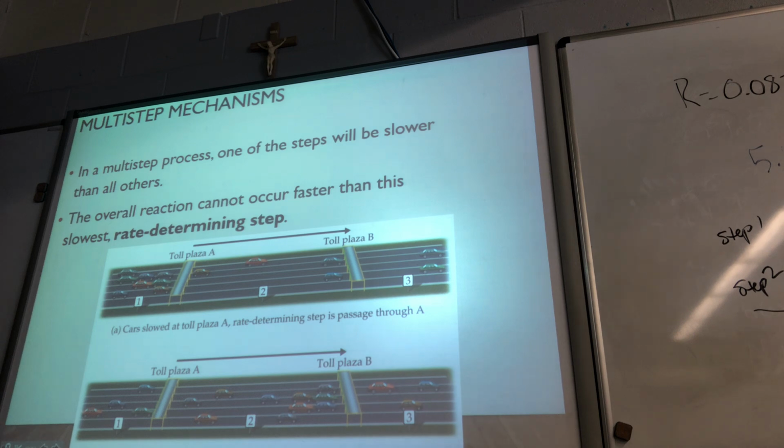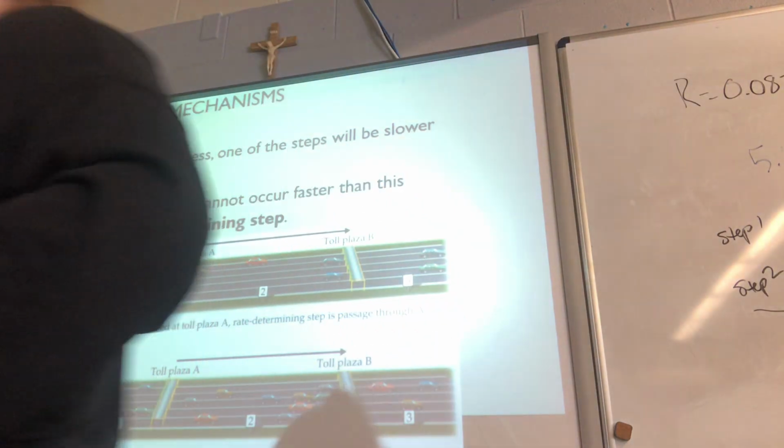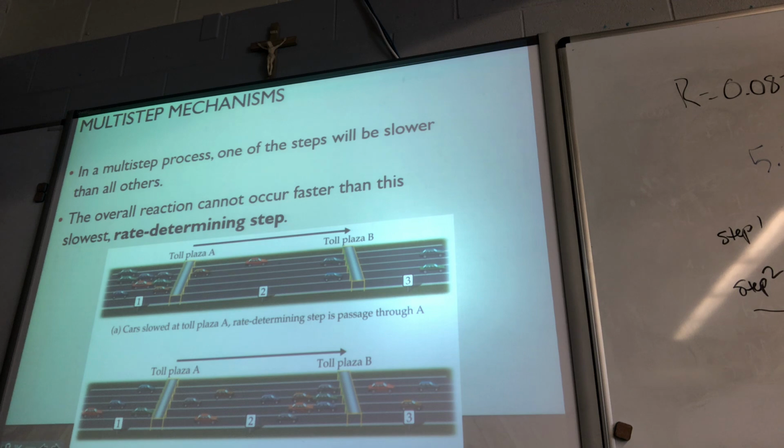Their analogy in this section is the toll plaza. Yeah. So the rate determining step is the slowest step. Correct. The rate determining step of a reaction is the one that is the slowest, of however many there are.